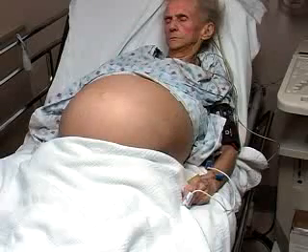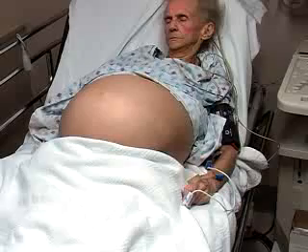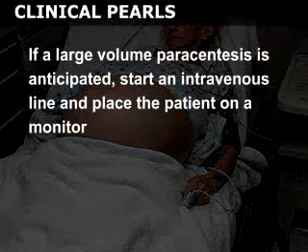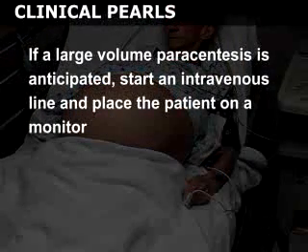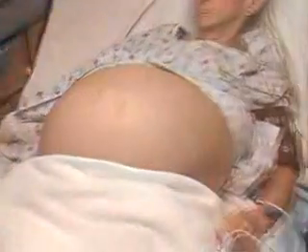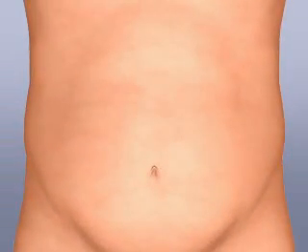Position the patient supine in the bed, with the head slightly elevated. If a large volume paracentesis is anticipated, start an intravenous line and place the patient on a monitor. Several different anatomic approaches may be utilized for abdominal paracentesis.